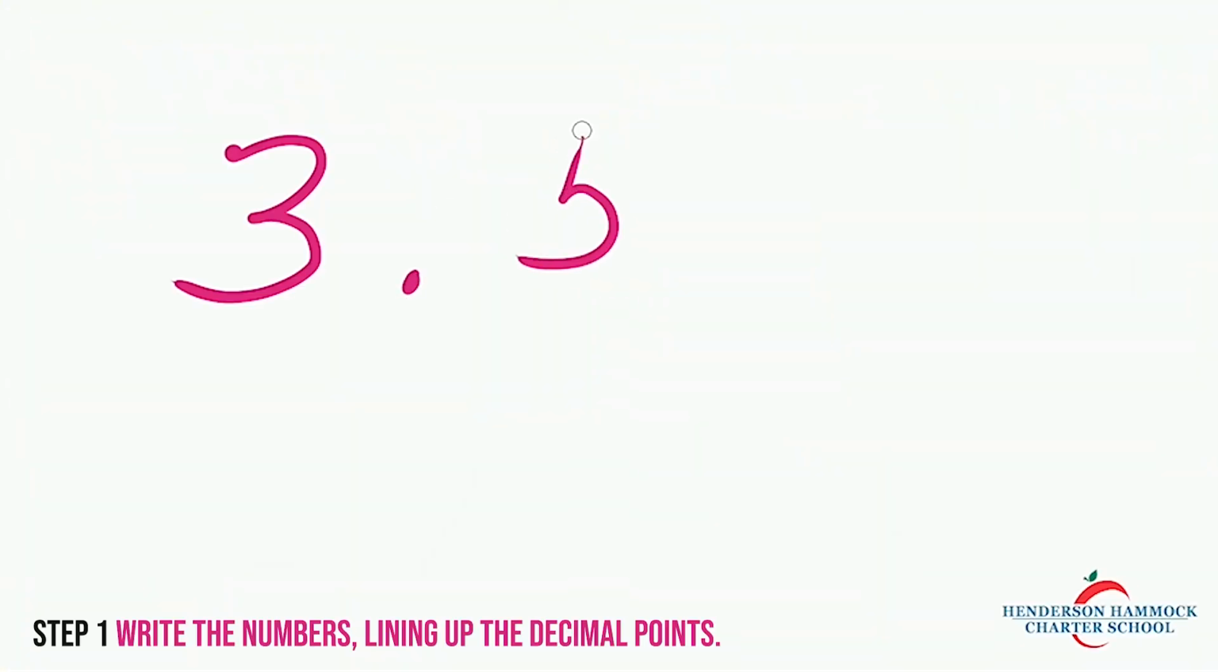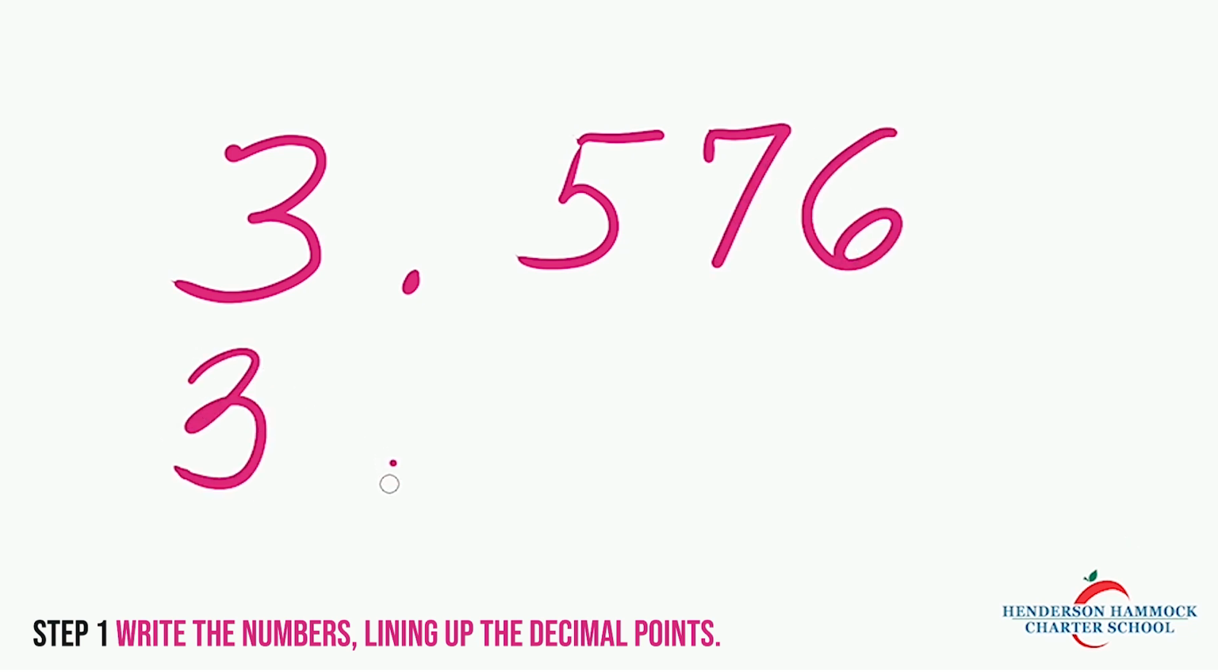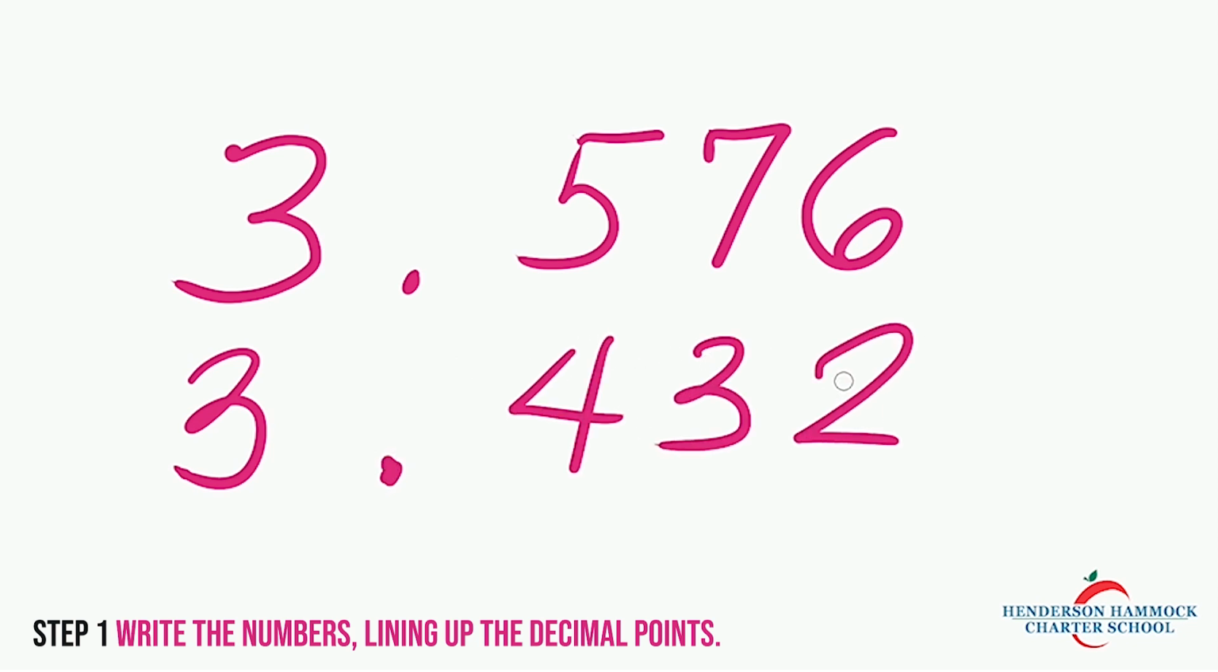Step 1. Write the numbers lining up the decimal points. Put 0 as placeholder if necessary. It would be easier to compare if decimals are of the same length. But since our decimals here are of the same length, there's no need for us to add zeros.